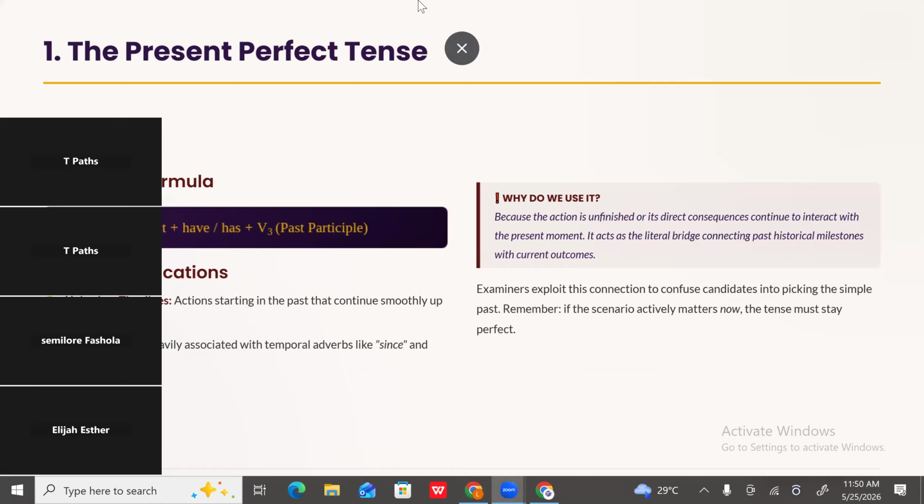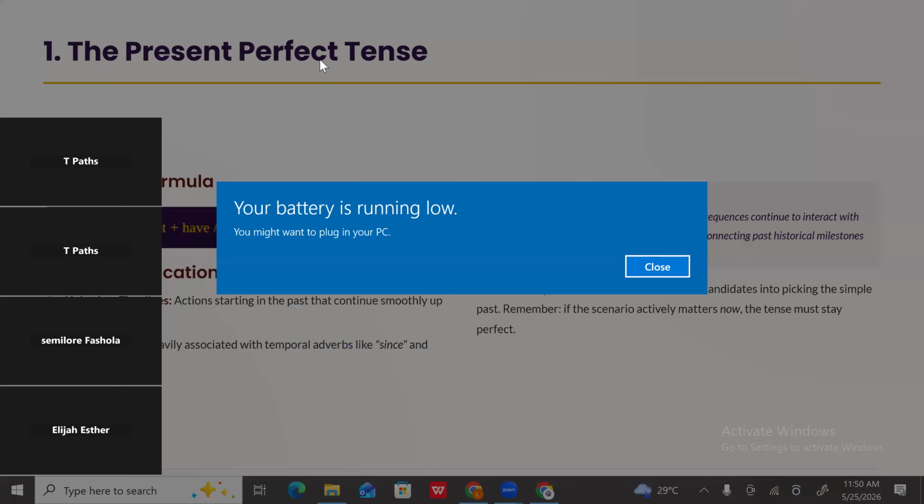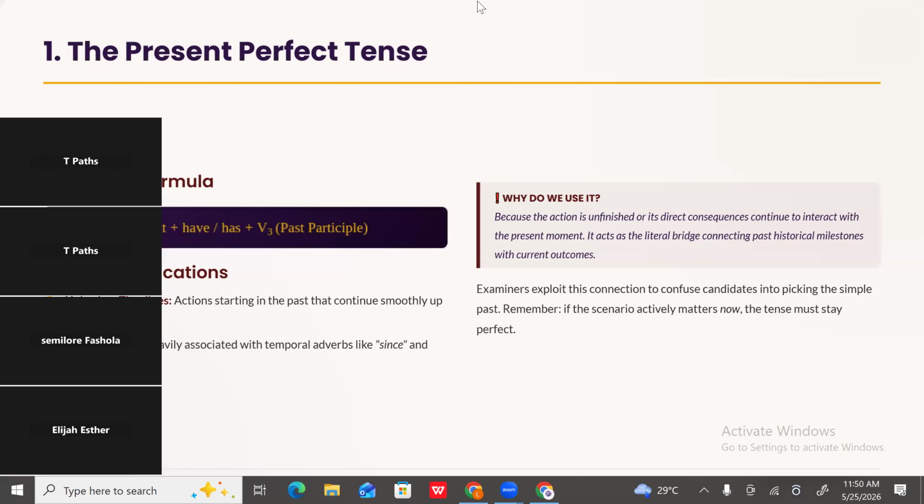Can we proceed? Okay, I think there's a question. Okay. Someone said I should state the example again of present perfect.